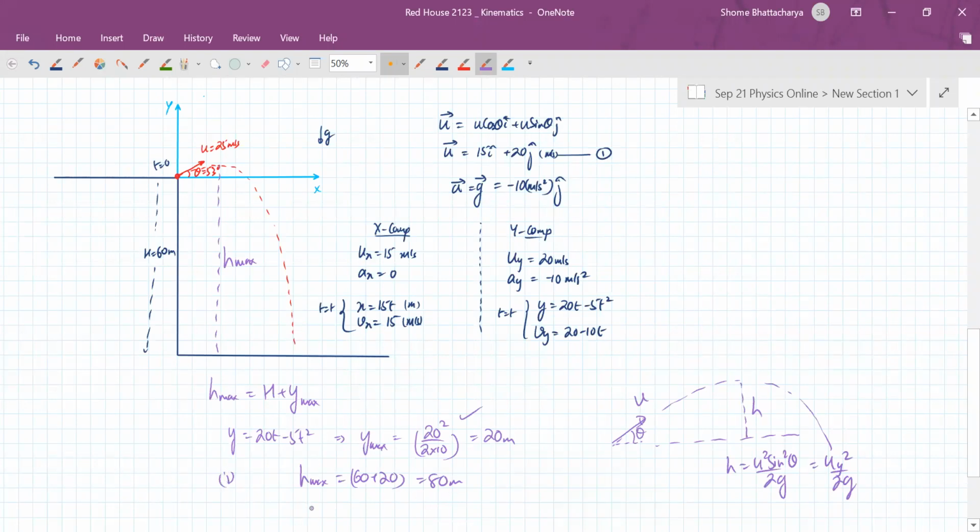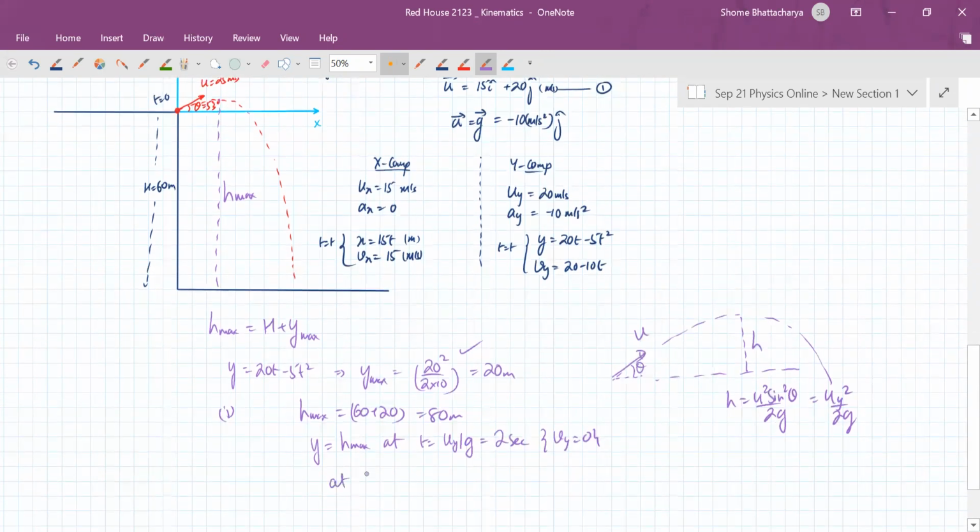And you can see that it reaches this at t equal to uy by g. So that's going to be 2 seconds. And that is when our y component of velocity becomes 0. So at the highest point, the velocity will be just 15 meters per second. The time will be 2 seconds. And that maximum height from the ground, as we've just calculated, is 80 meters. So this is the complete analysis of this part.